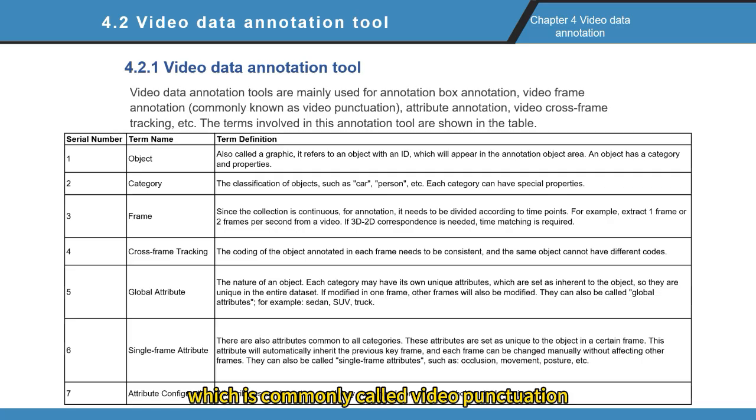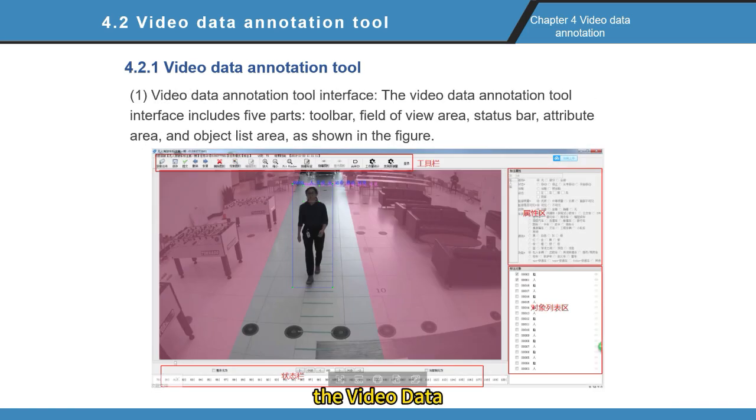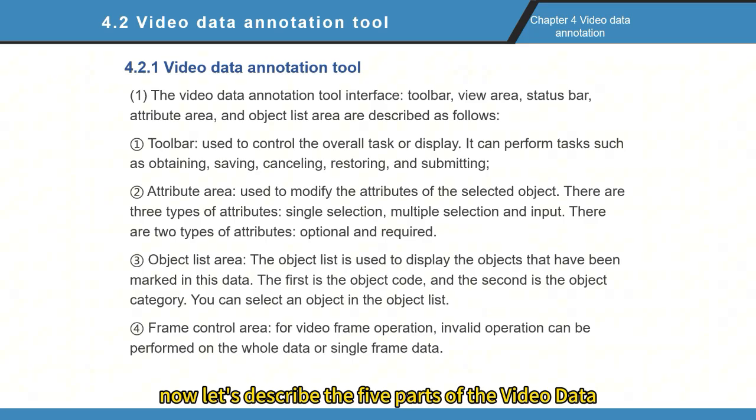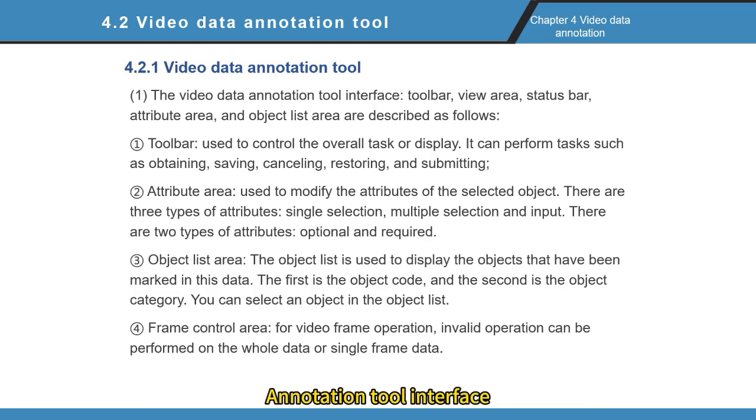called video punctuation, attribute annotation, and video cross-frame tracking. The relevant terms in this annotation tool are presented in the table. The video data annotation tool interface consists of 5 parts: the toolbar, the field of view area, the status bar, the attribute area, and the object list area. This is shown in the figure. Now, let's describe the 5 parts of the video data annotation tool interface.